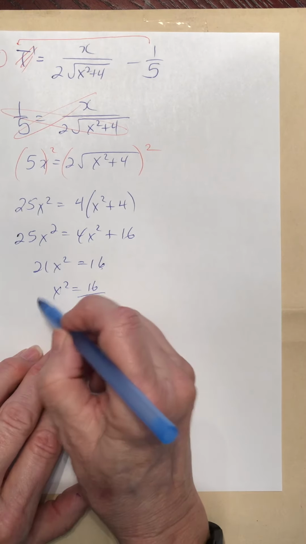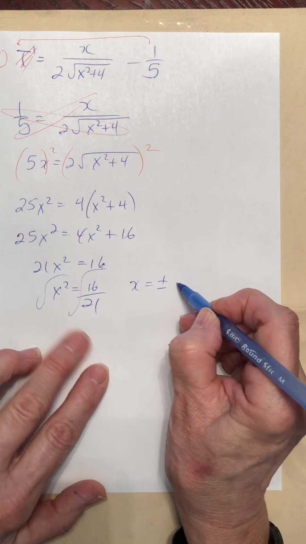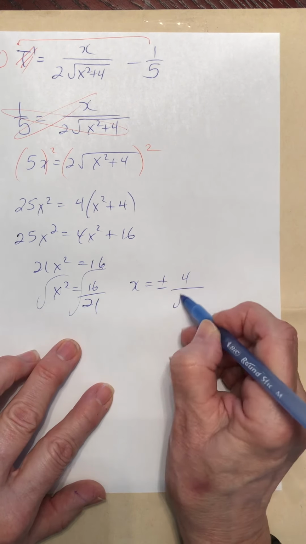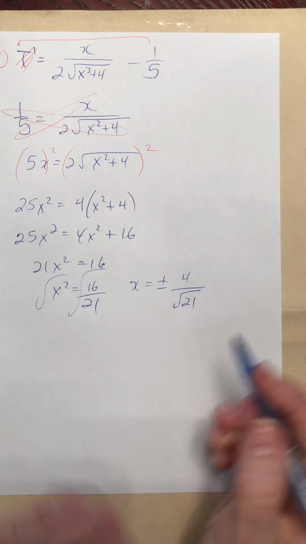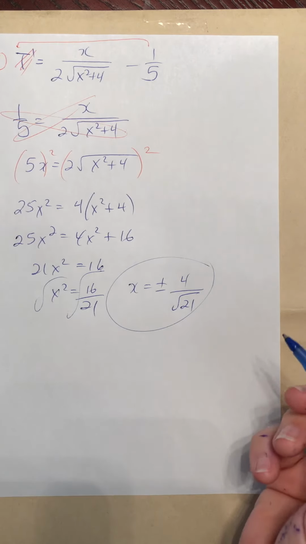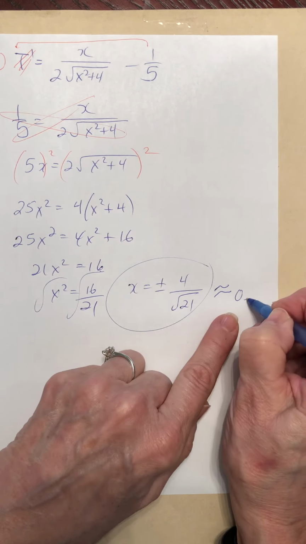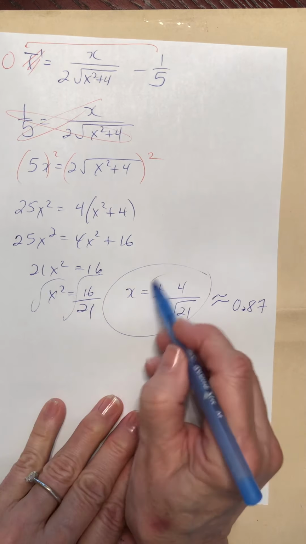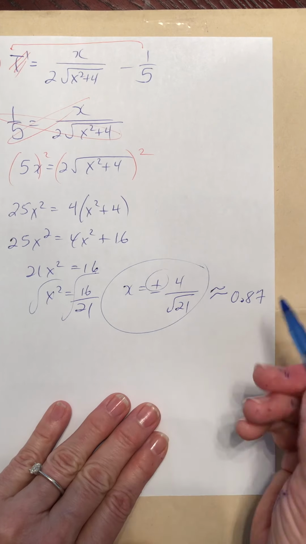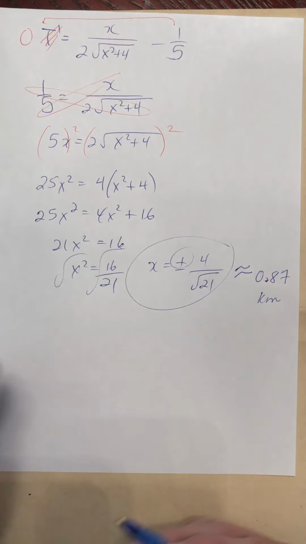Square root each side, remembering positive and negative. So square root of the top is a 4, square root of the bottom you would just keep as root 21. We typically don't worry about rationalizing in calculus. You could change this into a decimal as an approximation on your calculator. So in terms of distance, we are going to take the positive value only, about 0.87 of a kilometer.